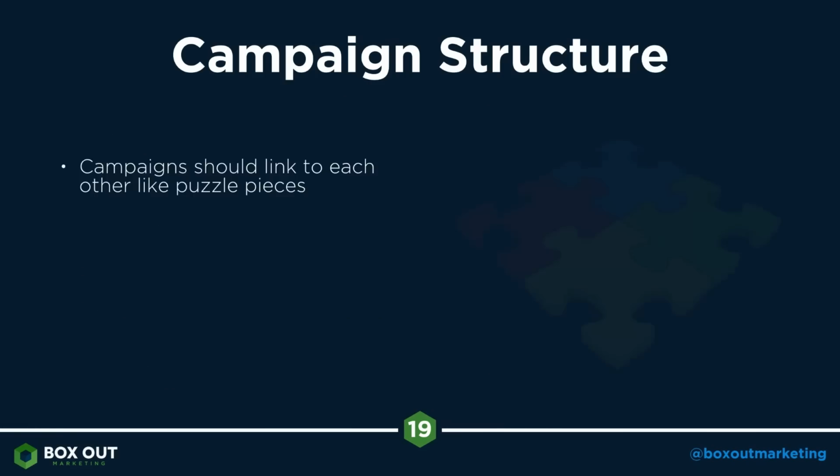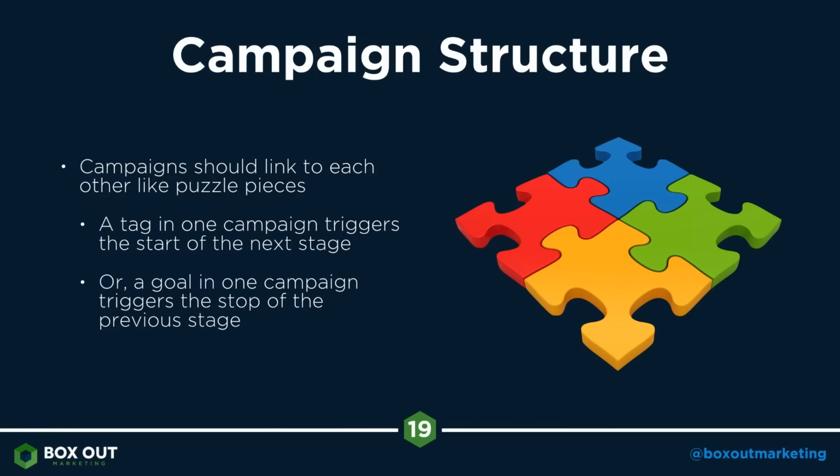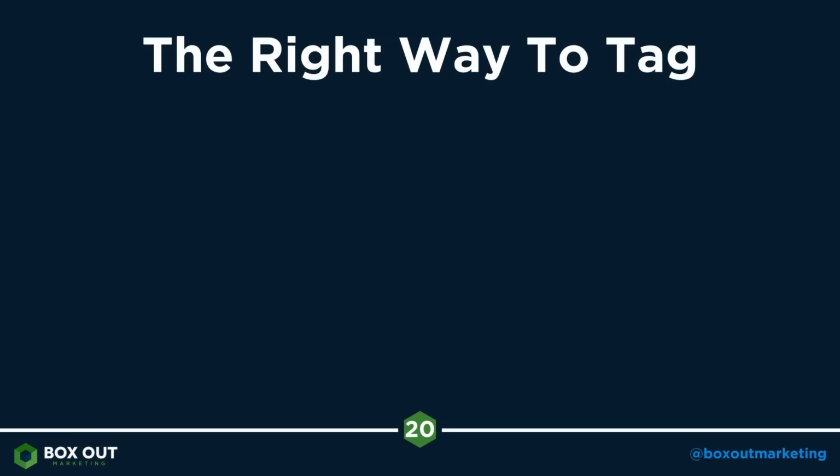Okay. And then campaigns should link to each other like the puzzle pieces that I showed you, right? A tag in one campaign triggers the start of the next campaign. So it's literally just like the puzzle pieces. You apply a tag at the end of this one campaign, that triggers the start of another campaign, and you just link them together, campaign after campaign after campaign, to create that ongoing experience for your customers. Okay. Or of course, it's not always going to be a tag. It could be a goal, like a purchase goal or something like that, that could trigger the stopping of one campaign and the starting of another.